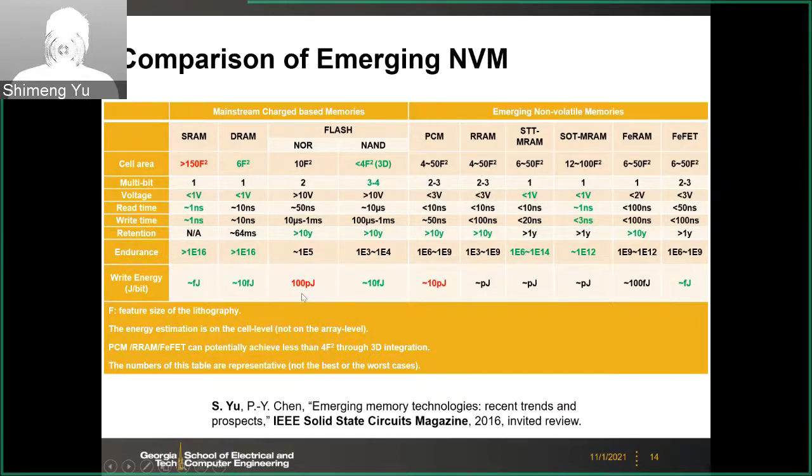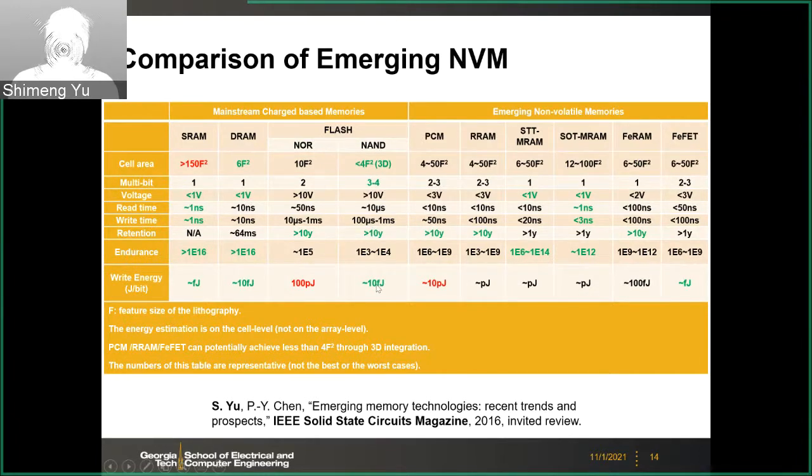And NOR flash uses hot electron, so you pass large current. This is very bad in terms of the current because the write efficiency is low in the NOR flash. And NAND flash, although the time is long, the current is really low, relying on that FN tunneling. So the current at the cell level is pretty low, like tens of femtojoule.